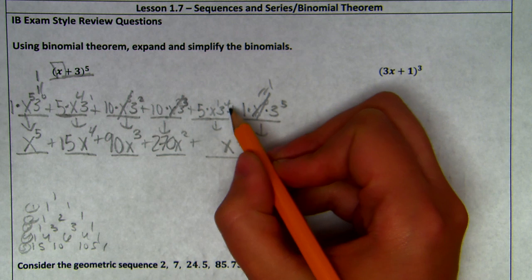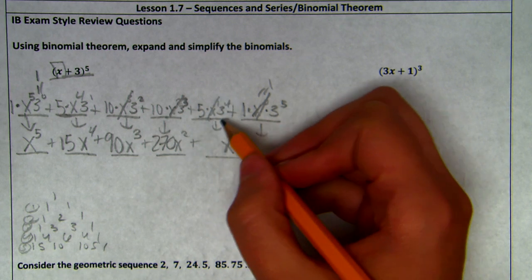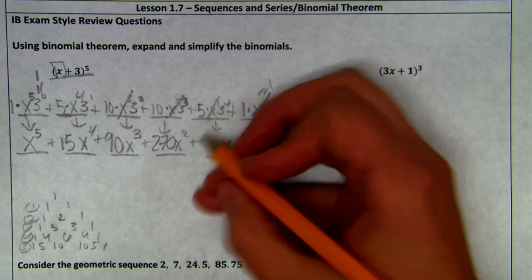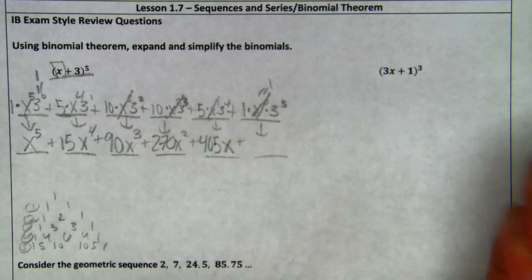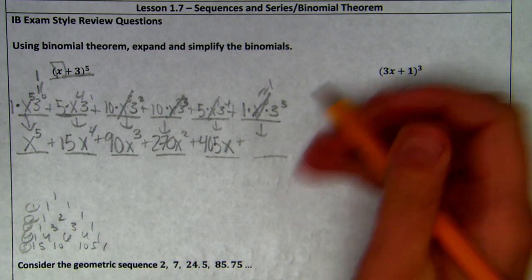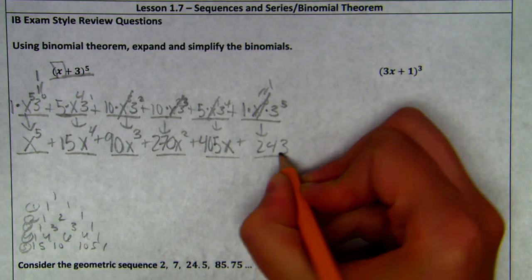In this one, I have brought down my x, so I have 3 to the 4th times 5. 3 to the 4th is 81. 81 times 5 is 405. In this one, we just have 1 times 1 times 3 to the 5th. 3 to the 5th power is 243.